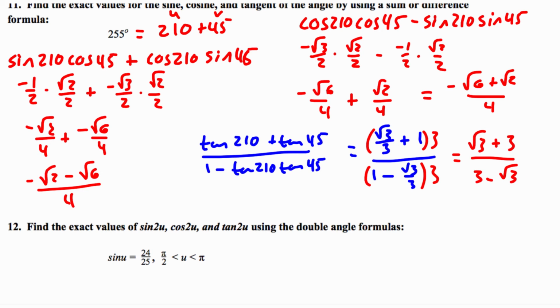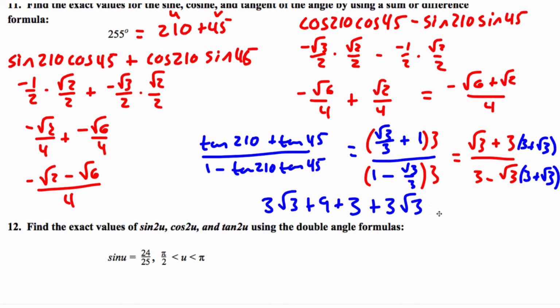Now typically we don't like to leave our answers with radicals in the denominator, so we are going to multiply by the conjugate. So we're going to have to multiply top and bottom by 3 plus root 3. On top we're going to do some foiling, so 3 times root 3 is 3 root 3. 3 times 3 is 9. Root 3 times root 3 is 3, and root 3 times 3 is 3 root 3.